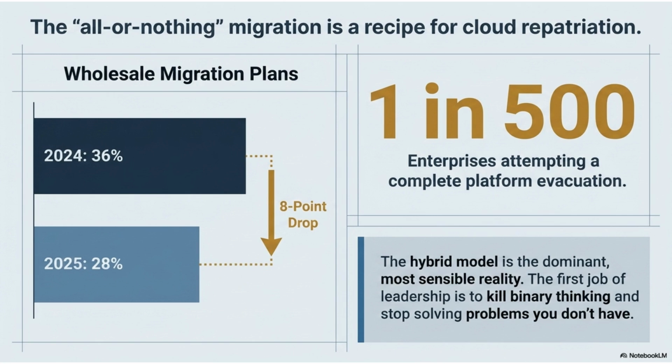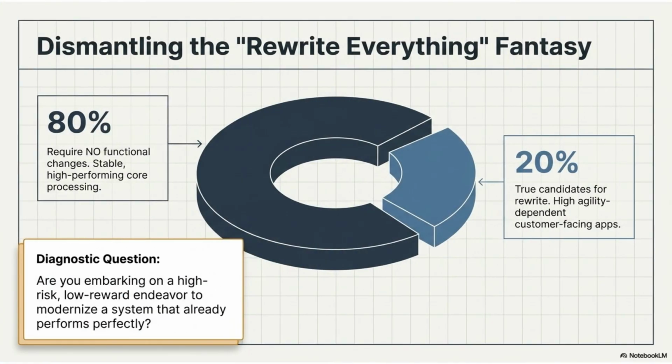An all-or-nothing migration is a recipe for cloud repatriation. In fact, 1 in 500 enterprises attempts a complete platform evacuation. The hybrid model is the most sensible reality. Leaders must avoid binary thinking. We must dismantle the "rewrite everything" fantasy.